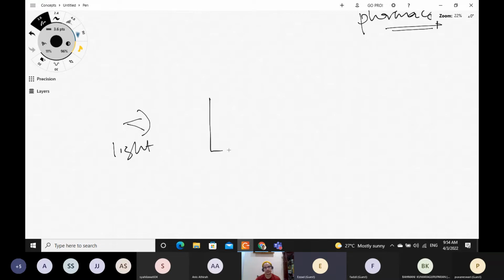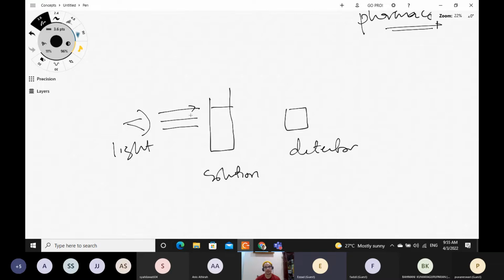This is our cuvette with solution. So this is a detector. So this is our solution and this is our detector. So when light passes through our sample, the thing that will happen is our solution will absorb some of the light. So the light that passes through will become less intense.